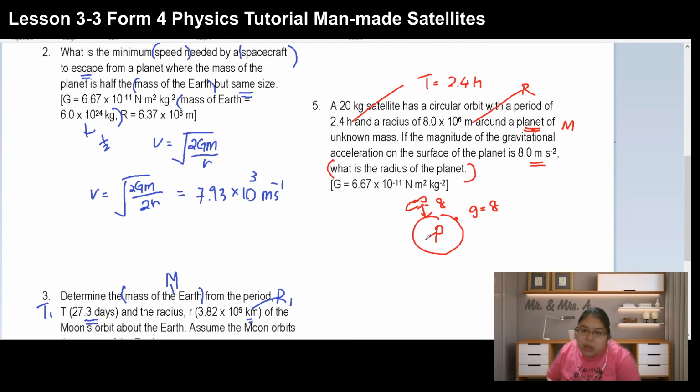That means this part. They ask for the radius of the planet. Just now the 8 was the radius of the satellite around the planet of unknown mass. Now they want to find the planet radius. So we need to do the calculation, and they must relate it with R, R for the planet. The problem is we do not know the mass of the planet, so we need to find the mass of the planet first.